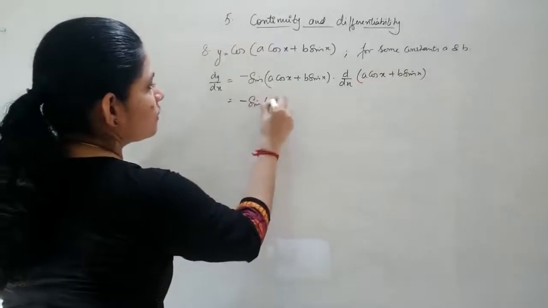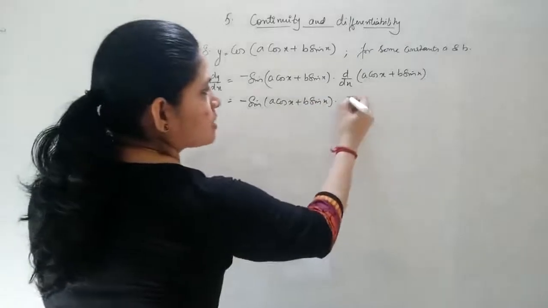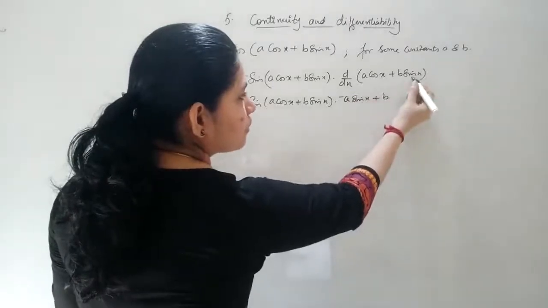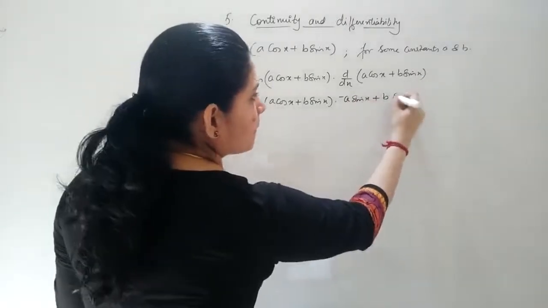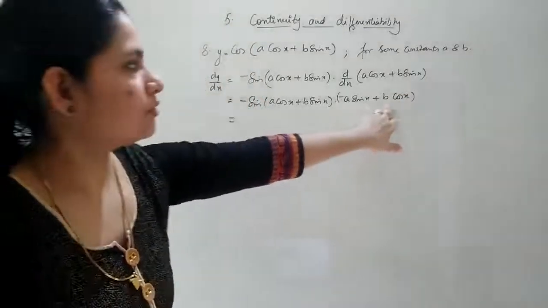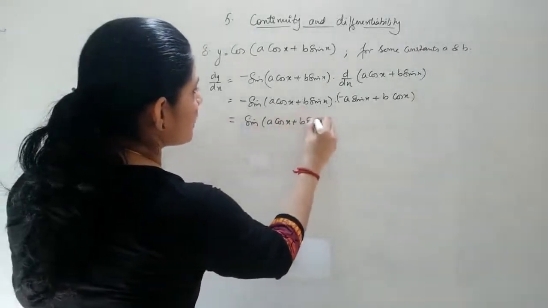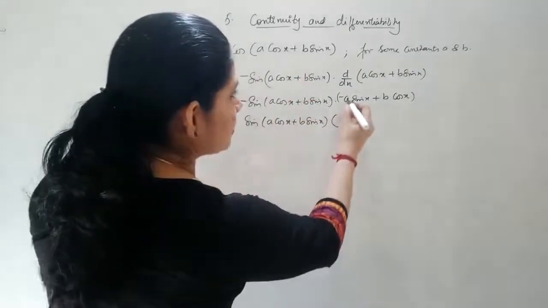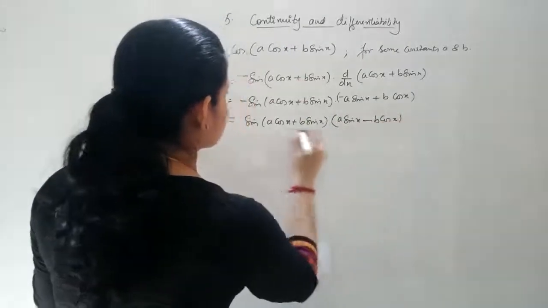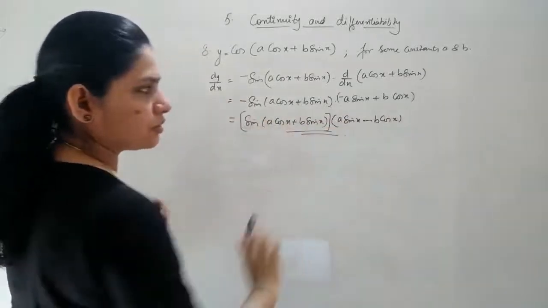So minus sine of a cos x plus b sin x into the derivative of a cos x plus b sin x. A is constant, the derivative of cos x is minus sin x, plus b, where b is constant, the derivative of sin x is cos x. Now this negative will be taken inside for this term, which will give you sine of a cos x plus b sin x, and this will become positive, a sin x minus b cos x. So this is actually like this, sine of this into this.